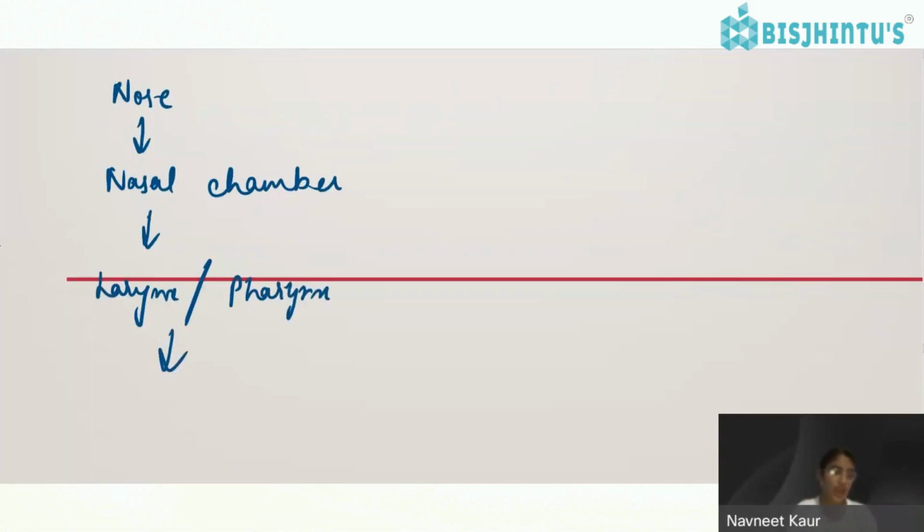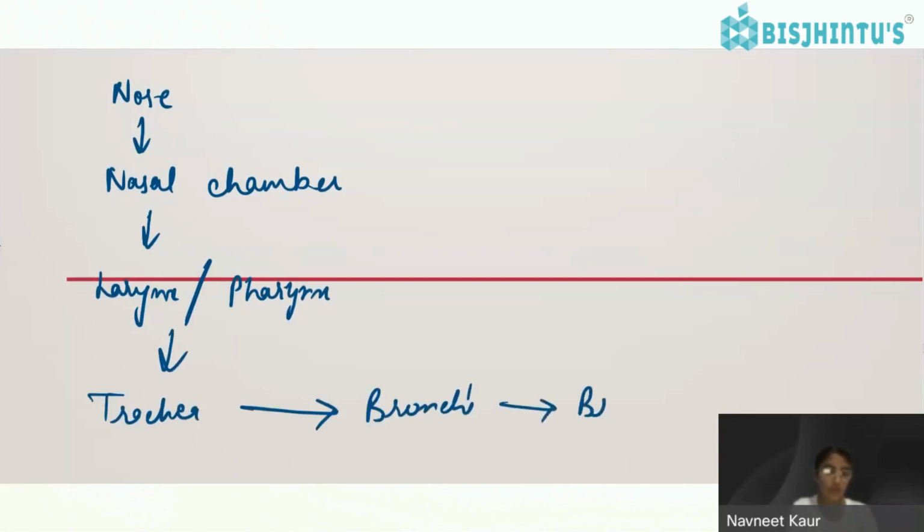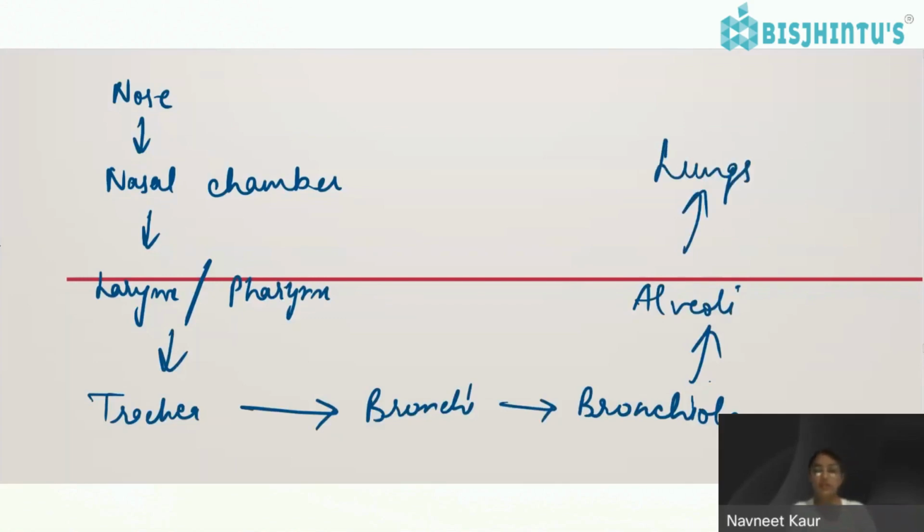Okay, so next we have the trachea. After the trachea, we have bronchi. After bronchi, we have bronchioles. Then we have alveoli, and then the main part, that is the lungs. Okay, so in this way we have studied our respiratory system. Let's just recapitulate all the things.